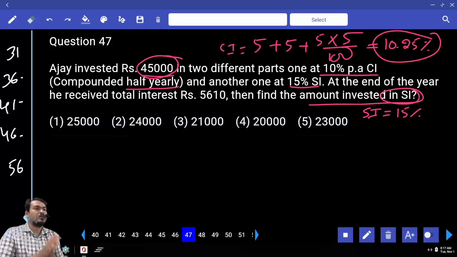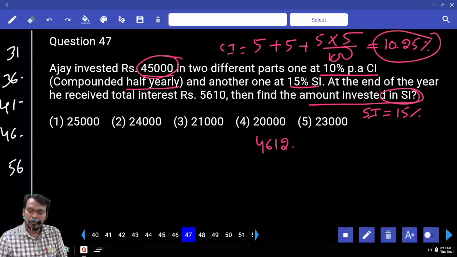Okay. First, what is 10.25% of 45,000? What is 10% of 45,000? 4,500. Again, how much percent do we need? 0.25%. What is the 1% value? 450. 0.5%? 225. 0.25%? 112.5. Total it is 4,500 plus 112.5, which is 4612.5.